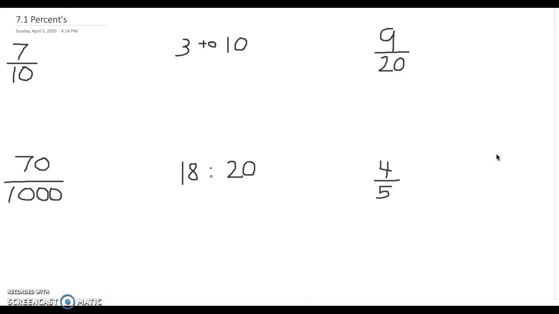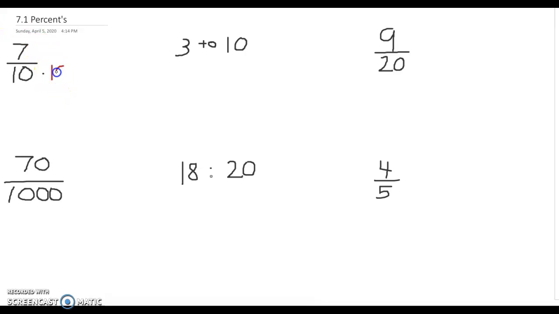So the first one we're going to talk about is 7 over 10. If we're going to make sure we get the denominator to equal 100, how will we go about that? Well, we have 10, so we're probably going to have to multiply to get to 100. What 10 multiplied by what equals 100? Well, it's simple. 10.